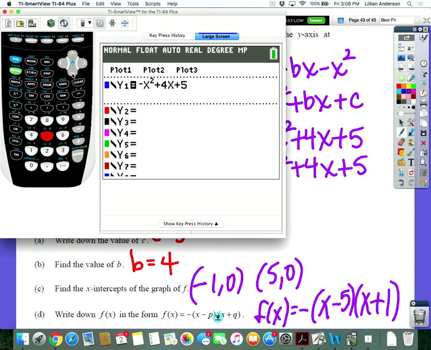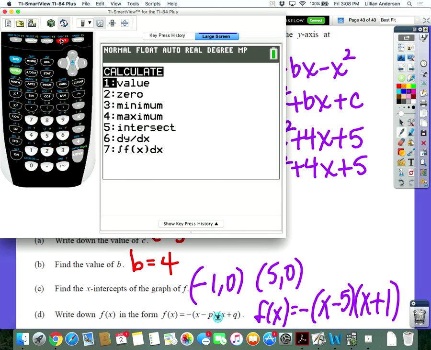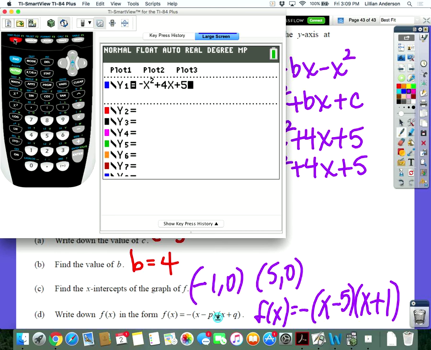And I'm going to do mine a little differently. There is a feature in your calculator under second trace that allows you to find your x-intercepts. It's called zero. I really don't like it because it takes a lot of time, and if you mess up, you have to start over, and a lot of students have an issue when you have to go to the left and to the right. So I do it an easier way.